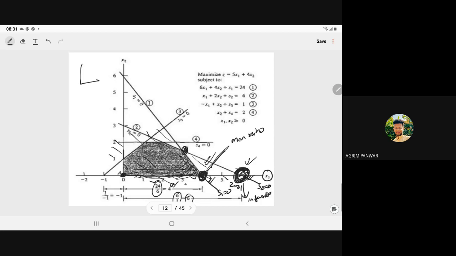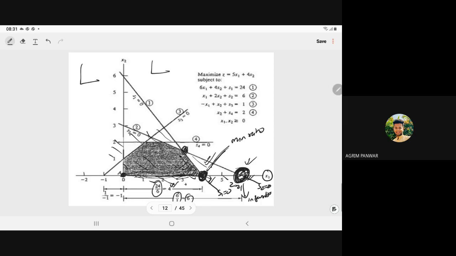But what about the feasible region? Feasible region is due to the constraints only. So for the constraints, we take the minimum ratio, then only you will get the closed region. Okay, sir. Thank you.